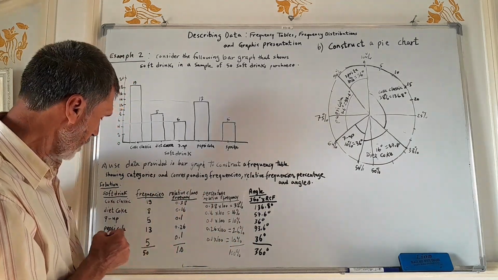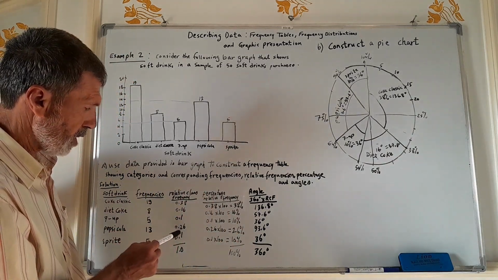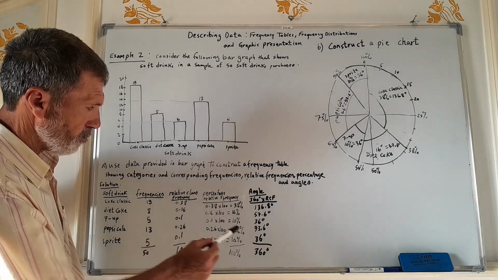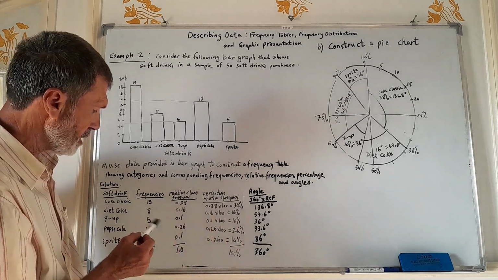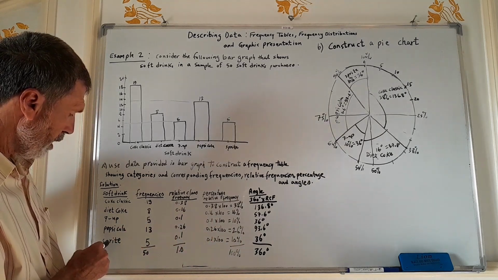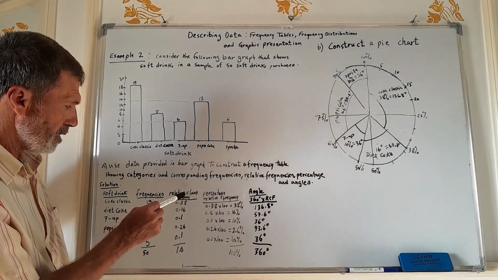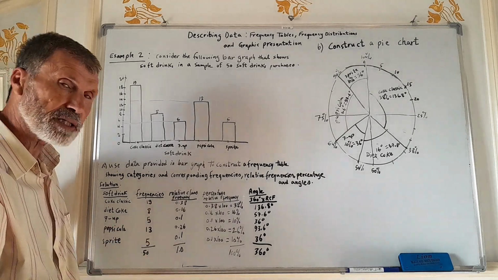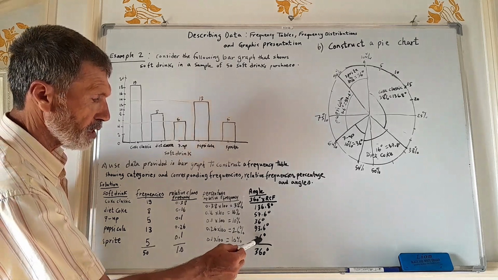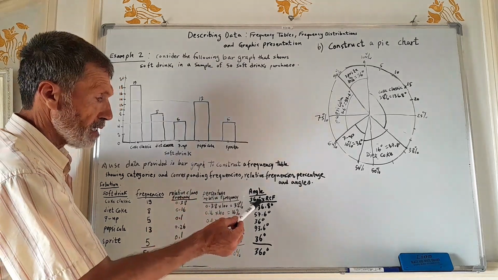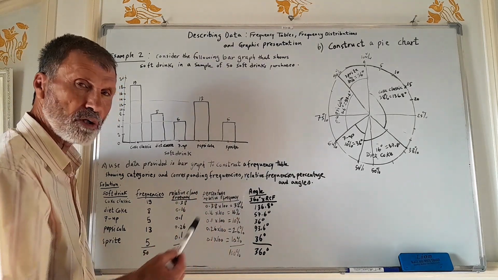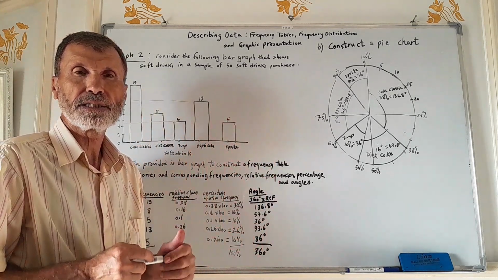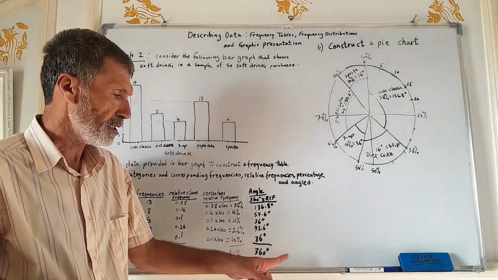We move to Pepsi Cola. We multiply 0.26 times 360 degrees, and we come up with 93.6 degrees. And then finally, we multiply the relative class frequency of Sprite, which is 0.1, times the 360 degrees, and we come up with 36 degrees. Remember that the sum of all those degrees should equal the total degrees in a circle, which is 360 degrees.